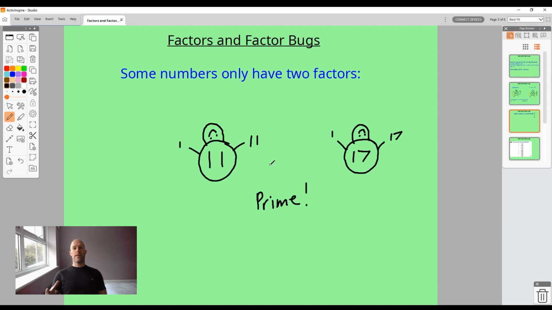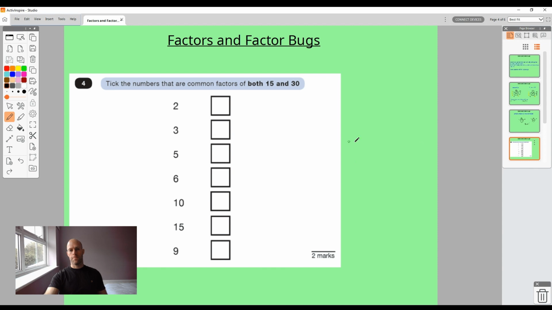I tell you that so that if you're good at factor bugs and you really like factor bugs and you can do them quickly, you can quickly identify a prime number by going through that methodical approach.